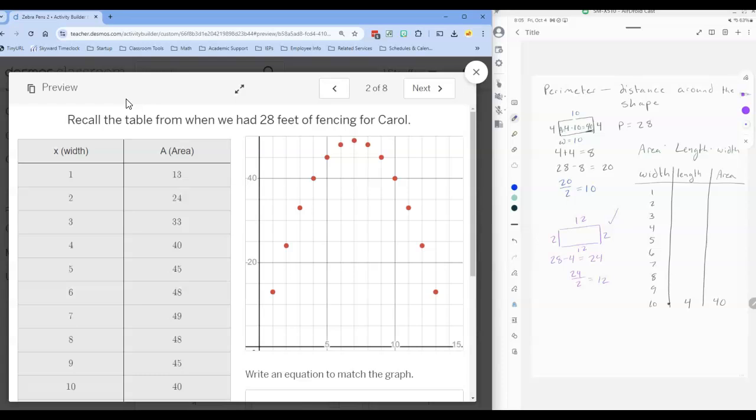So when the width is 12, the length is 2. We're going to need a few more entries here.